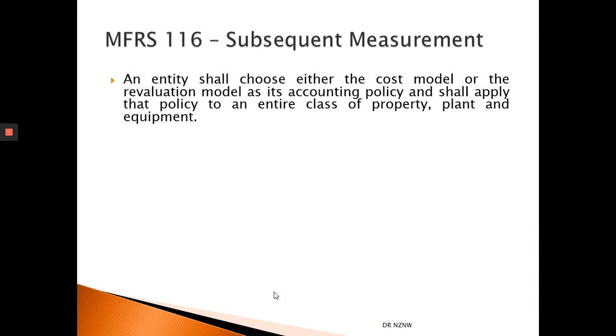An entity shall choose either the cost model or revaluation model as its accounting policy and shall apply the policy to an entire class of property, plant and equipment. For example, if the company has two properties, property A and property B, and the company chooses to use the revaluation model, the company needs to apply the revaluation model for property A and also property B. That is an entire class of PPE.